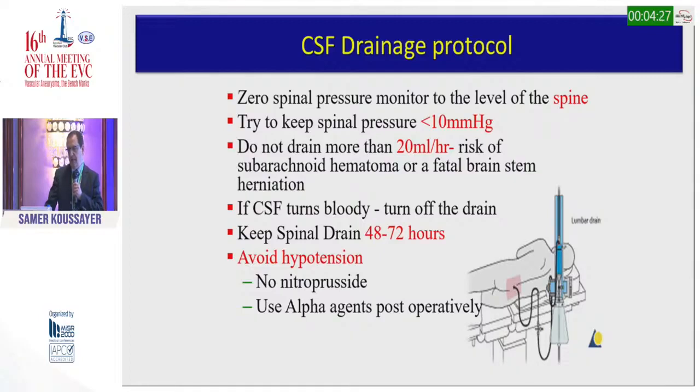We need to keep the spinal drainage pressure less than 10. Don't drain more than 20 cc per hour because you may get subarachnoid hemorrhage or fatal brain stem herniation. If the CSF drains bloody at any time, turn it off. We need to keep the spinal drain in at least 2 to 3 days. So even if you come the next day and there are no neurological symptoms, you still need to keep it for at least 2 or 3 days and avoid hypotension.